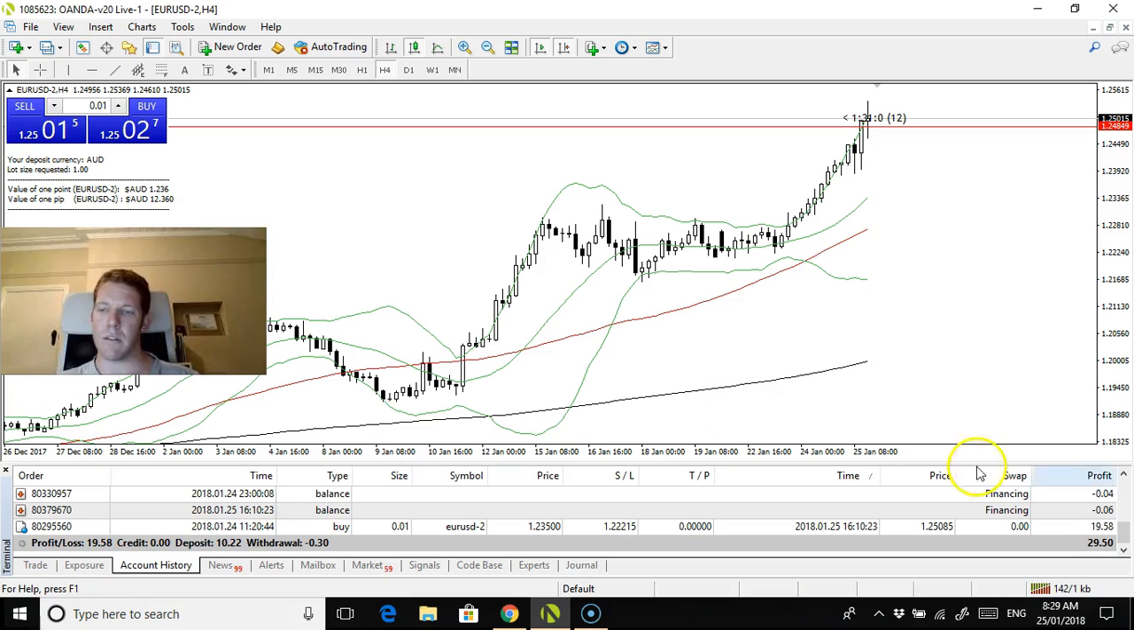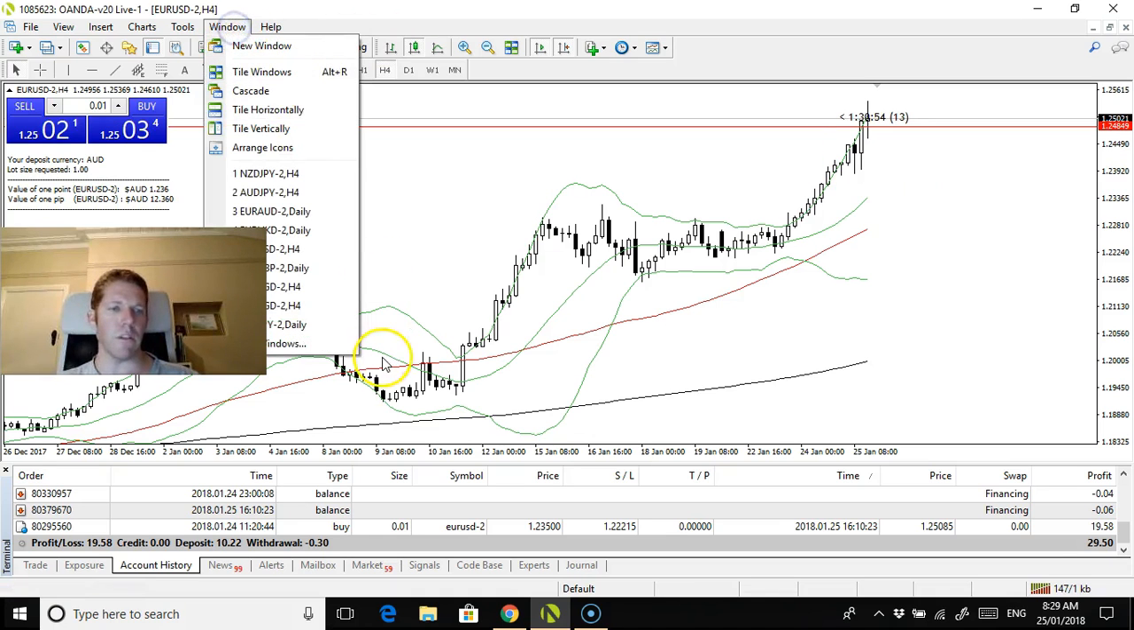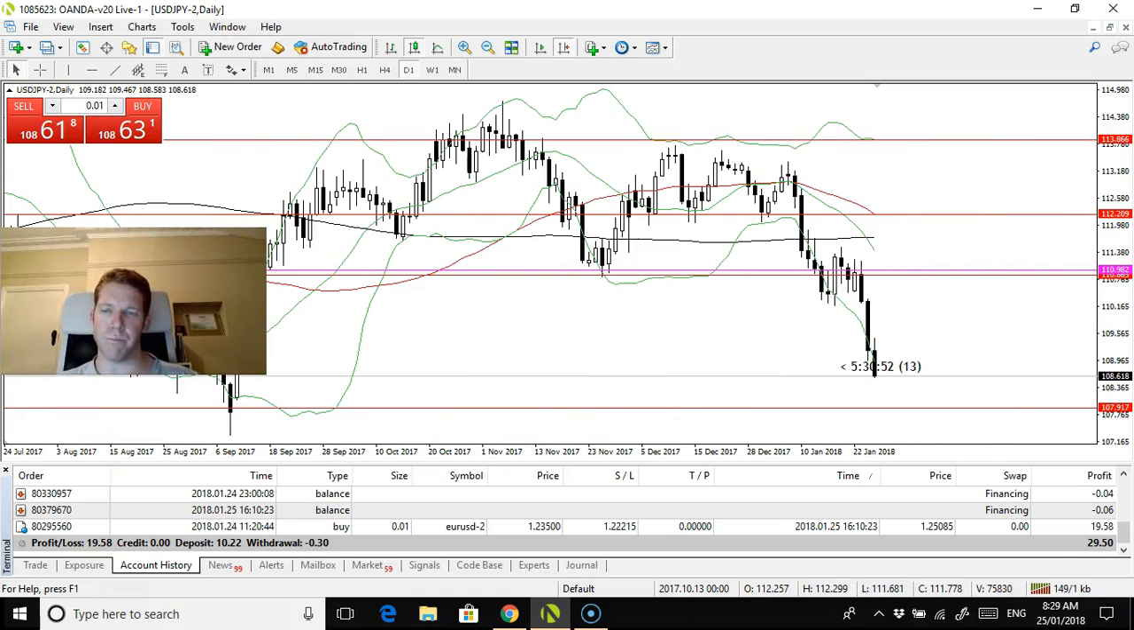All right, but those are the trades, guys. Euro US dollar closed out at 1.25085. Look, just looking at the charts now, USD yen. Wow, that's very bearish.